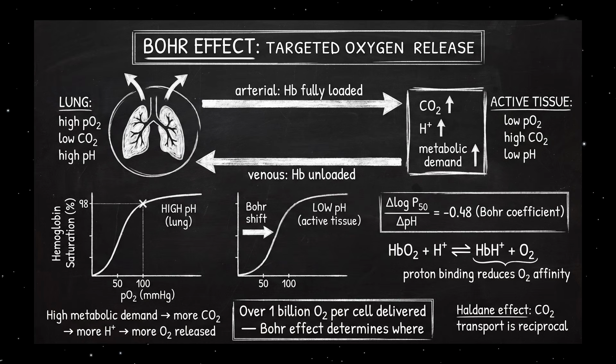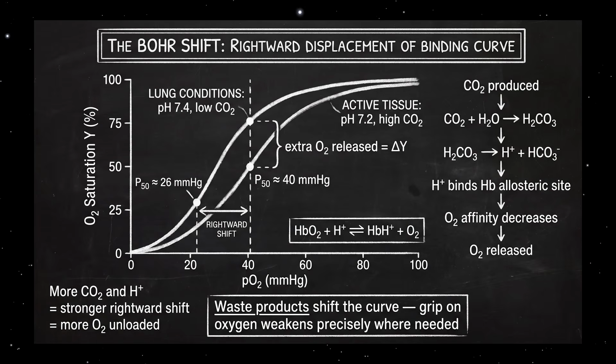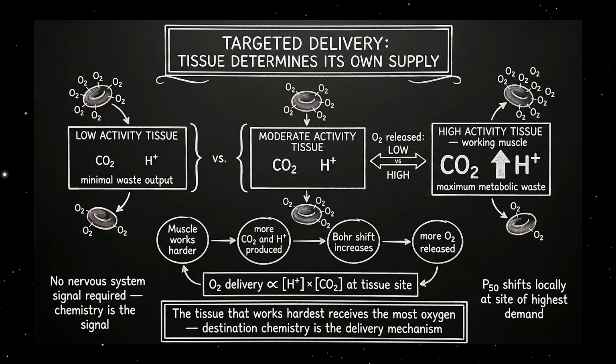Bohr effect determines where the oxygen is released. Tissues with the highest metabolic demand produce the most carbon dioxide and the most hydrogen ions. The carbon dioxide and hydrogen ions shift the hemoglobin binding curve rightward, reducing hemoglobin's grip on its oxygen at exactly the sites producing the most metabolic waste. The muscle working hardest receives the most oxygen because the hemoglobin arriving there releases the most. Targeted delivery by destination chemistry. The tissue determines the delivery through the waste products it produces.